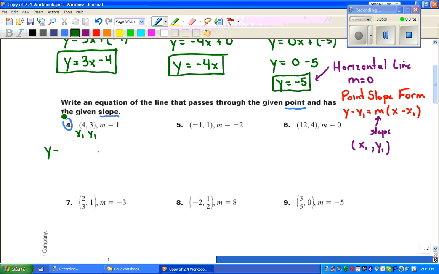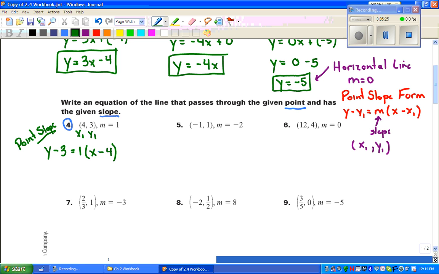So y minus what is your y1 value? Just go in order now, and we know my y1 value is 3 right here. So y minus 3 equals 1, and then you do x minus your x1 value, which in this example is 4. So this right here, guys, is the equation of the line in point-slope form.